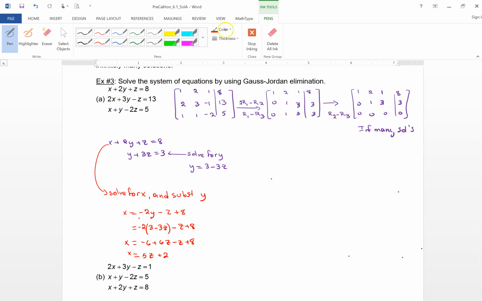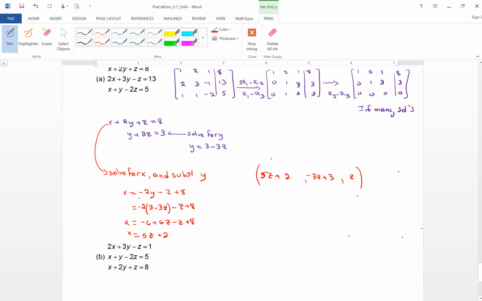Now, what's the final answer then? The final answer is (x, y, z), right? x is 5z plus 2. y is negative 3z plus 3. And z, I just put in z. And that's the final answer. So depending on what z is, you can have many, many different possibilities.